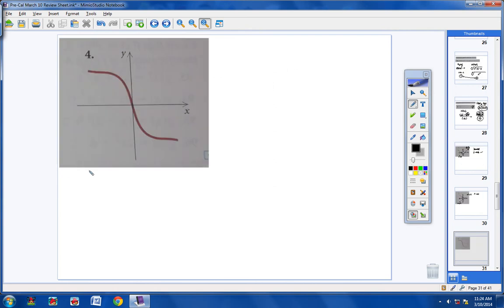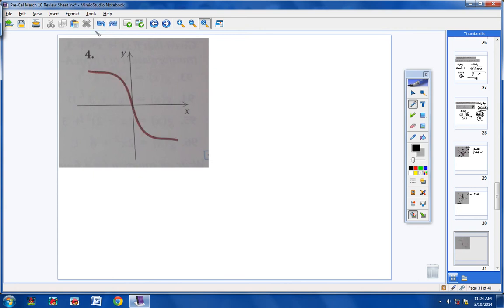Now let's take a look at number 4. If you were to fold this graph right on the x-axis, would this part of the graph here fall right on top of this? No, it would not. If you were to fold this graph right here on the y-axis, would this part of the graph here fall right on top of this? No, it would not.